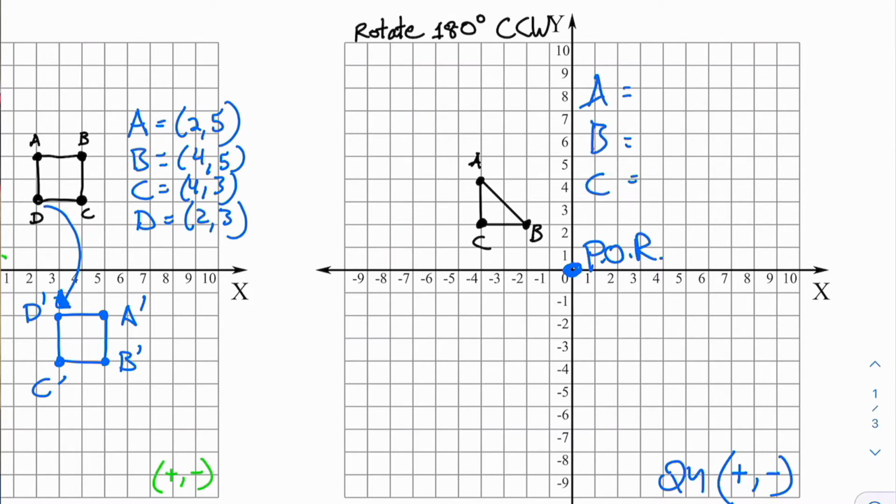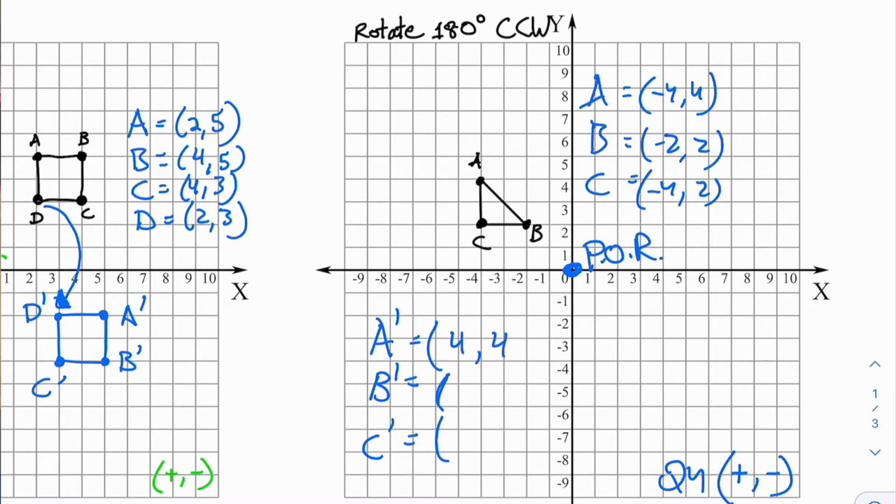So for A, we have negative 4 and 4. B, we have negative 2 and 2. C, we have negative 4 and 2. So now to go to my new ones: A prime, B prime, and C prime. Okay, so we're going 180. If you remember 180, the rule is that we leave the digits in the order they're in, and then we adjust the signs to fit. So 4 and 4, 2 and 2, and 4 and 2. And so the signs again are going to be positive and negative. So that's a negative, negative, and negative.